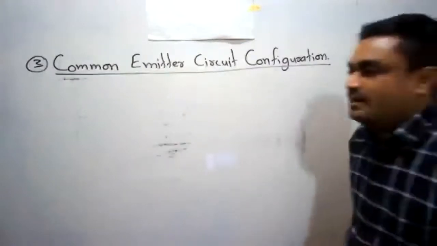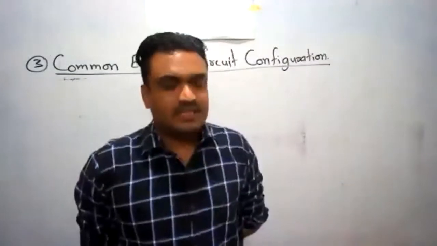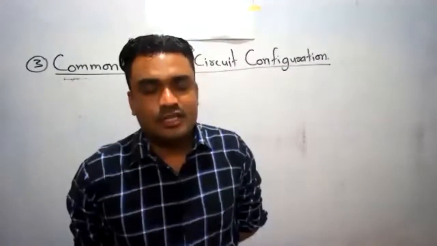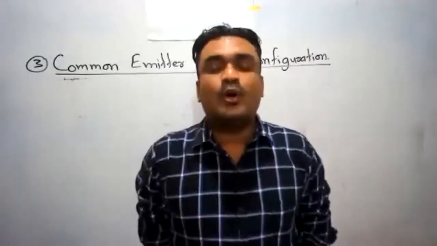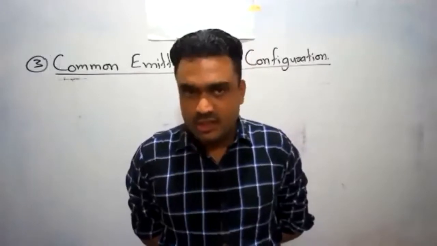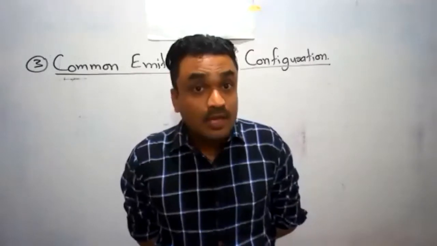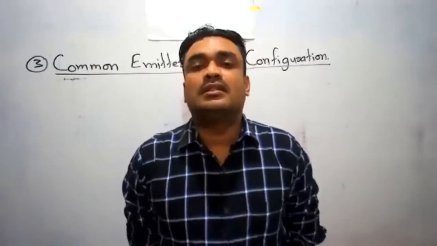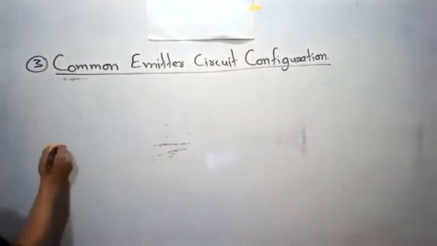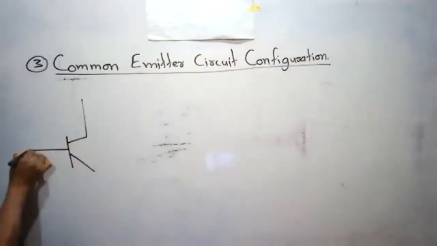Under this, please write, in this circuit configuration, emitter is common for both input and output. Right. So let me draw a transistor like this.